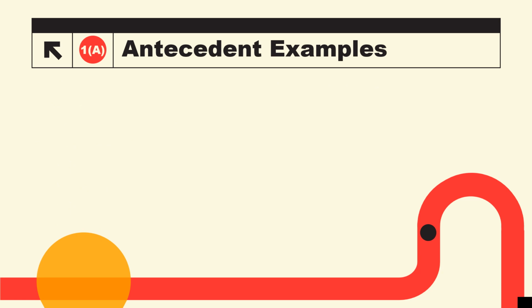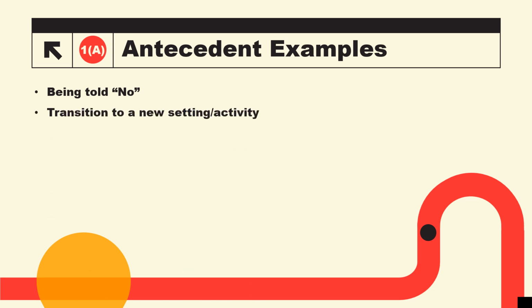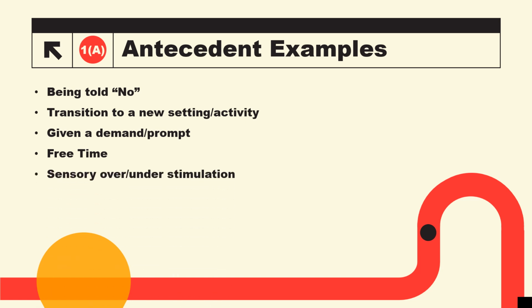There are a wide range of antecedents that can occur and influence behaviors. A few examples are being told no or denied from getting or doing something they want, transitioning to a new or even between settings and activities, being given a demand or prompt, unstructured, too little or too much free time, and sensory over or under stimulation.